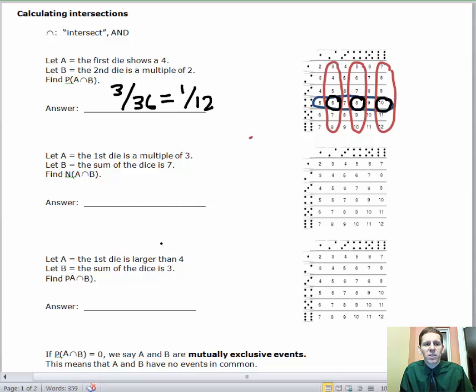See if you can solve the next 2 problems. Pause your screen, and then we'll come back in just a moment and we'll answer the next 2 questions.